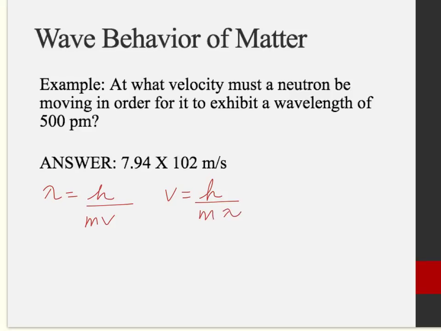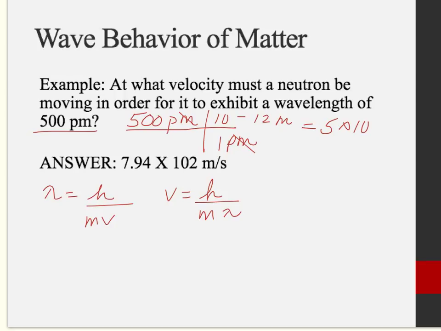The second thing is that they gave us a wavelength in picometers. And we know that in order to use this equation, in order to have agreement of units, it's got to be in meters. So we need to change picometers to meters. So we've got 500 picometers. You should always make sure that you have agreement of units. And 1 picometer is 10 to the minus 12th meters, which is going to give us 5 times 10 to the minus 10 meters for our wavelength.